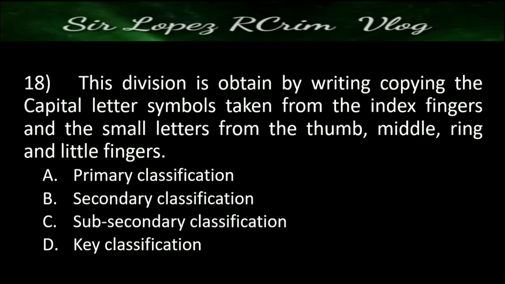18. This division is obtained by writing or copying the capital letter symbols taken from the index fingers and the small letters from the thumb, middle, ring, and little fingers. Letter A, primary classification. Letter B, secondary classification. Letter C, subsecondary classification. Or letter D, K classification.